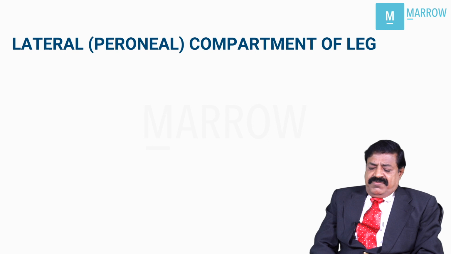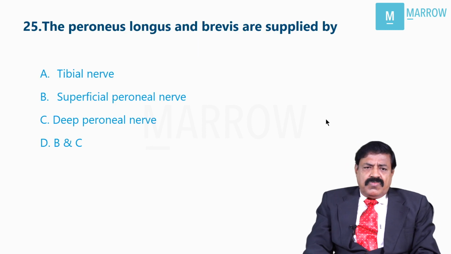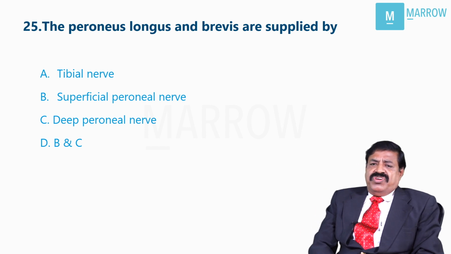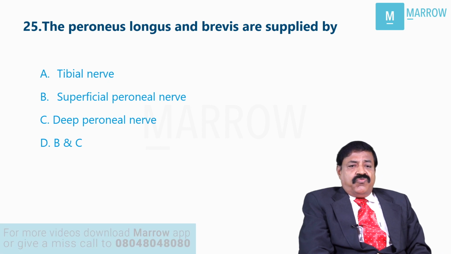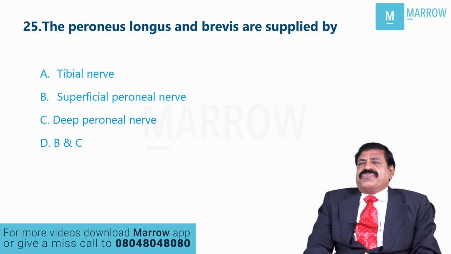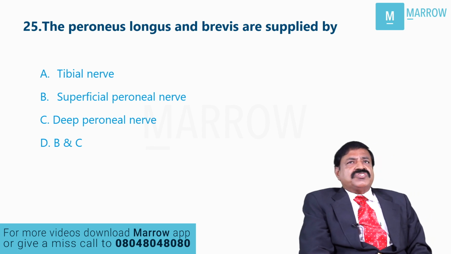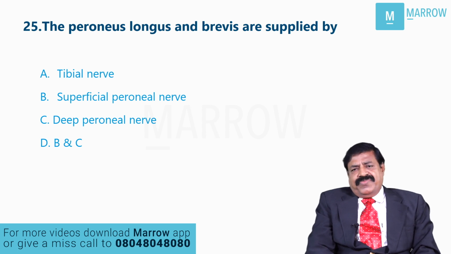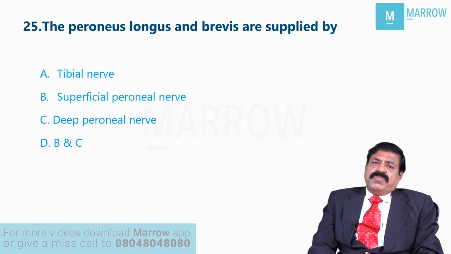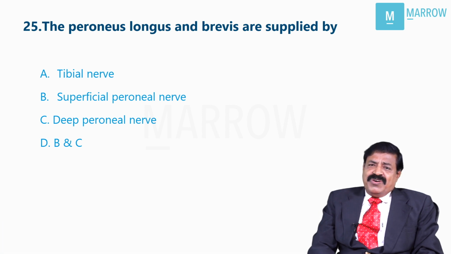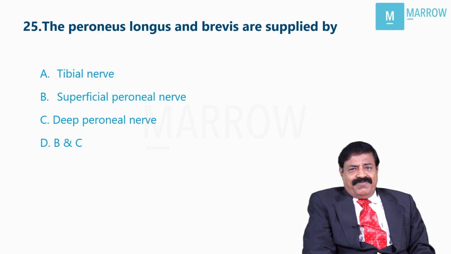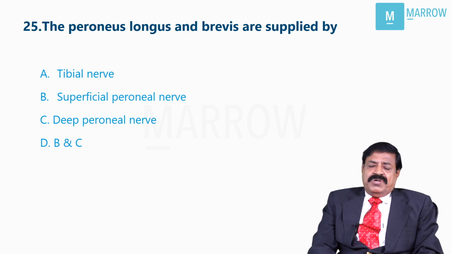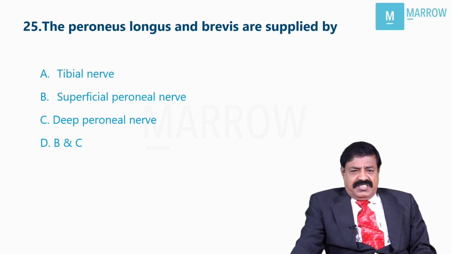Lateral compartment of leg, we will see the two muscles in this compartment. The peroneus longus and brevis are supplied by which nerve? We have already discussed the common peroneal nerve divides into superficial peroneal and deep peroneal nerves after winding around the neck of the fibula. The deep peroneal nerve enters the anterior compartment of leg, and the superficial peroneal nerve enters the lateral compartment of leg. Therefore, now we know it is the superficial peroneal nerve that has to innervate the two muscles in the lateral compartment. We shall see the diagram now.